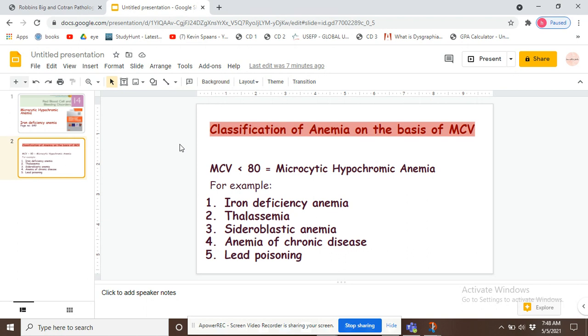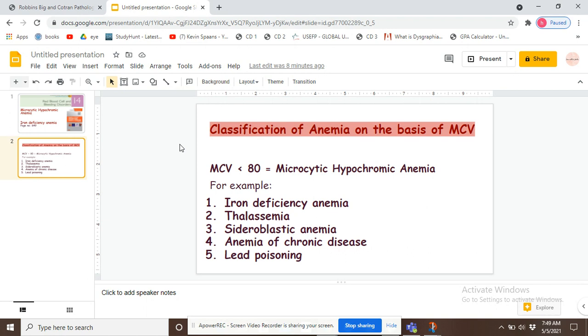Anemia is classified on multiple bases. Here we are discussing classification of anemia on the basis of MCV. On the basis of MCV, anemia is divided into three types. First, if the MCV is below 80, it is microcytic hypochromic anemia. If the MCV is in the range of 80 to 100, it is normocytic normochromic anemia. And if the MCV is above 100, it is macrocytic anemia.